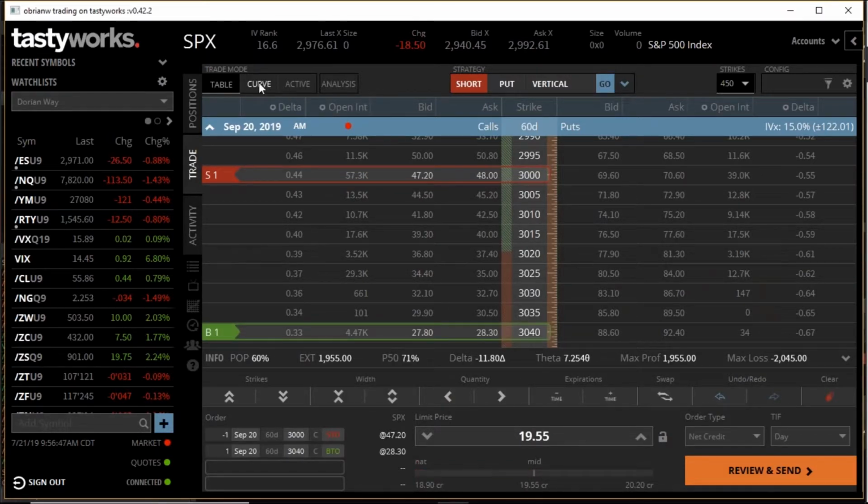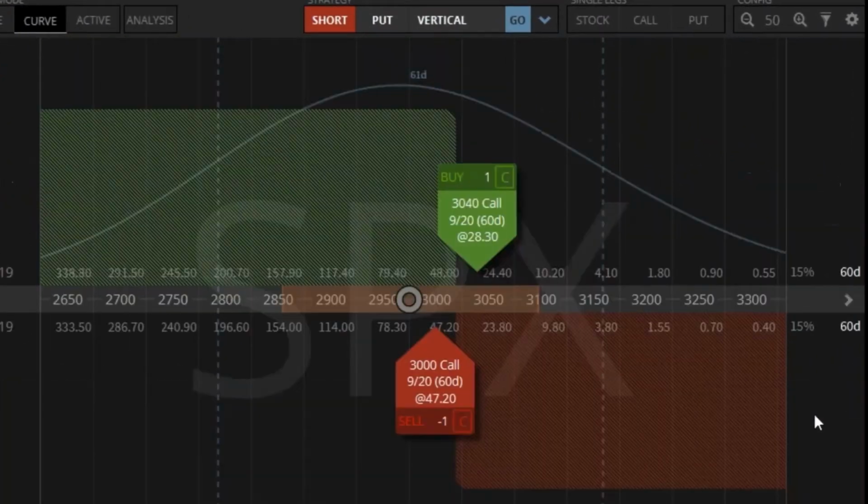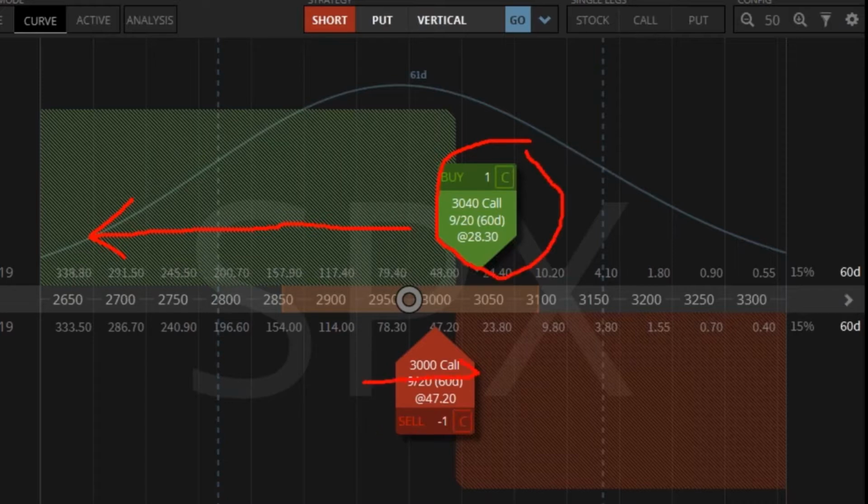And let's go to the curve view here, drop this down. So when you sell a call spread, you want the underlying security to go down. So if it goes down, then you win, okay? And if it goes up, then you have a stop loss at the 30-40 that you bought, okay? If it goes past your short strike at 3,000, you don't have theoretically unlimited loss potential like when you sell a naked call, because this is your stop loss, that long call that you bought, okay?